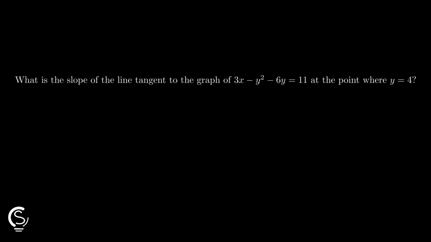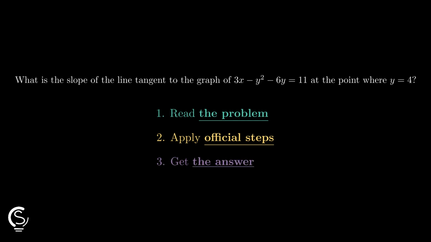Finding the slope of a tangent line is super fast when you use implicit differentiation. We will solve this equation and find the answer quickly.